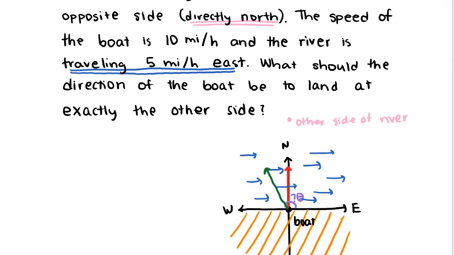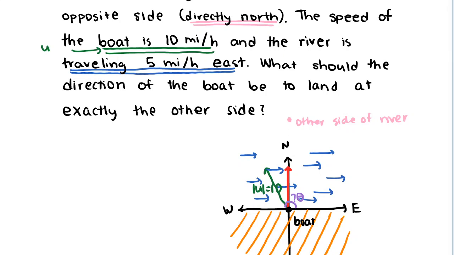And so here, what we do know is that the boat is traveling, we don't know the angle, but we know it's traveling at 10 miles per hour. So here, if I call this vector u, then I know that the magnitude of u is equal to 10.